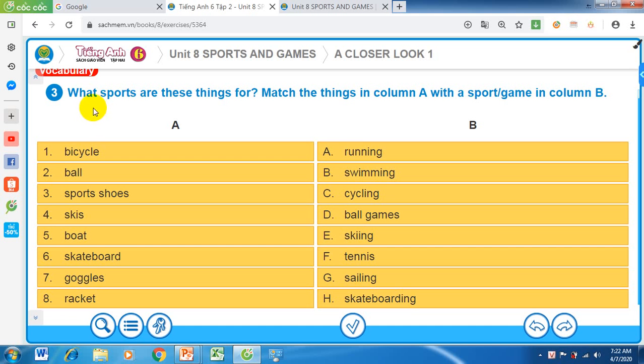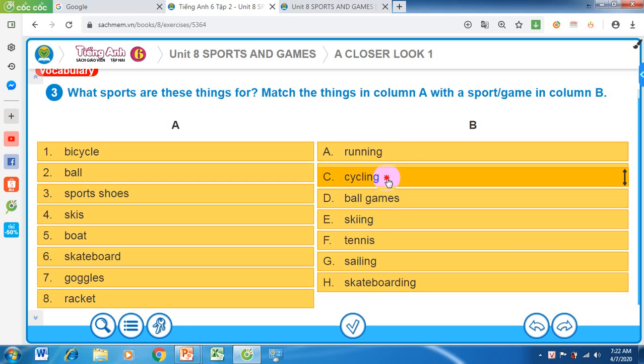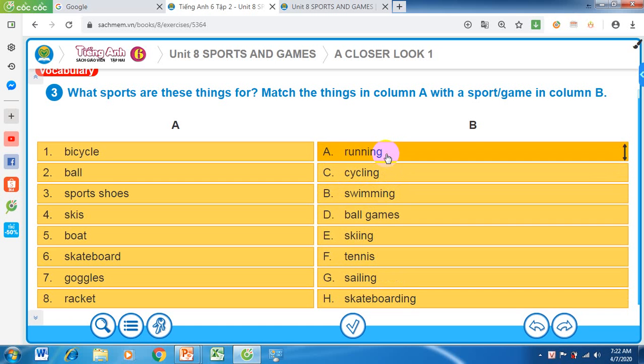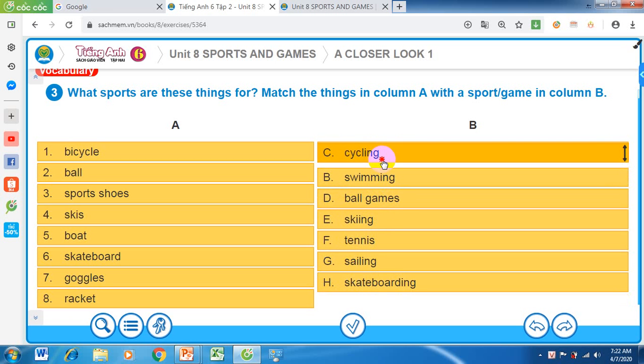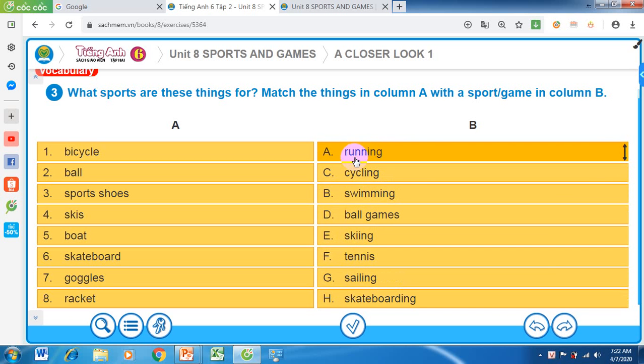Now, number 3. What sports are these things for? Match the things in column A with a sport or game in column B. For example, a bicycle. Can we use a bicycle in running? Of course not. We use a bicycle in cycling. So we move up to the first, cycling. Okay, so number 1 we match with C. A bicycle is used for cycling.